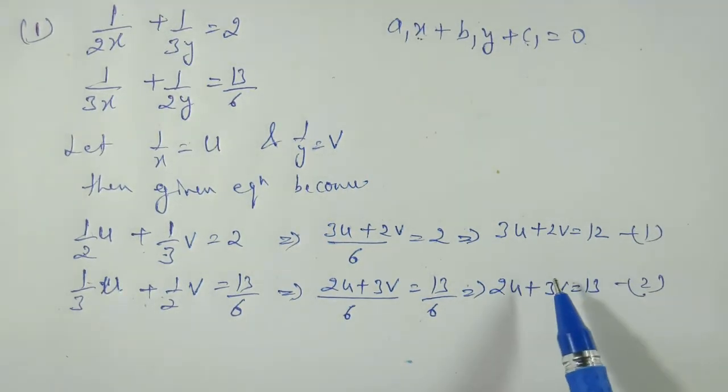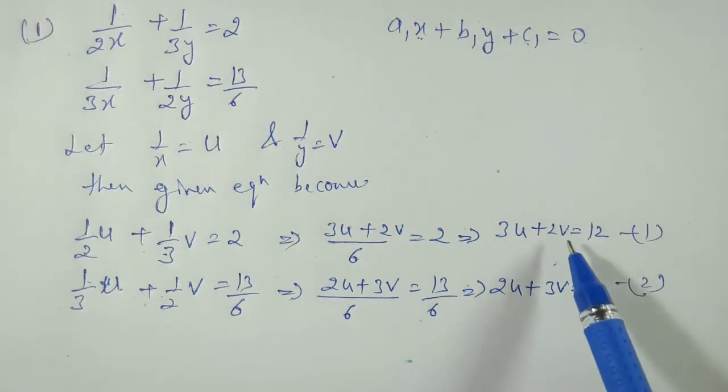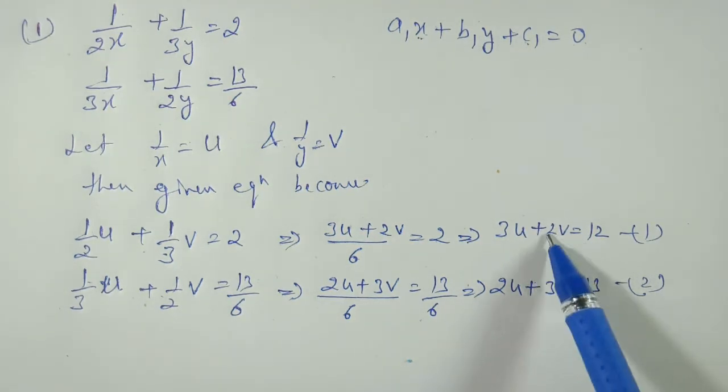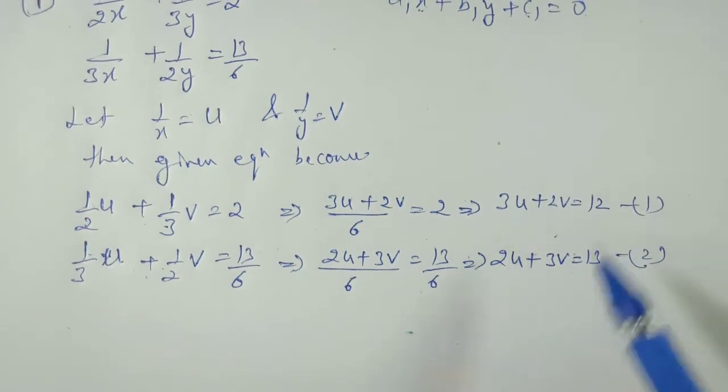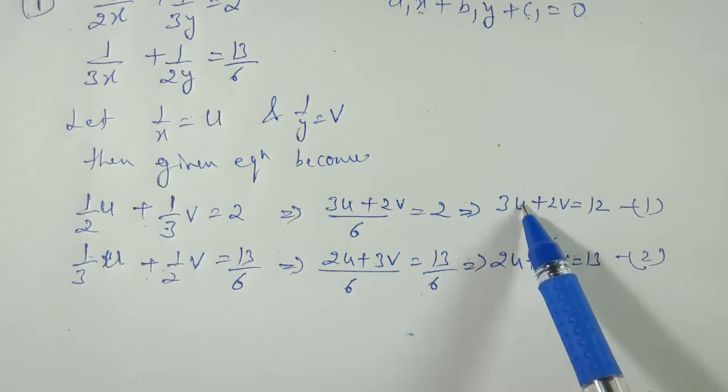Now for solving the pair of linear equations, we have learned three methods: substitution, elimination method, and cross multiplication method. We are going to use the elimination method because by using it the calculation is very fast. It saves time. So we have decided we have to eliminate u.